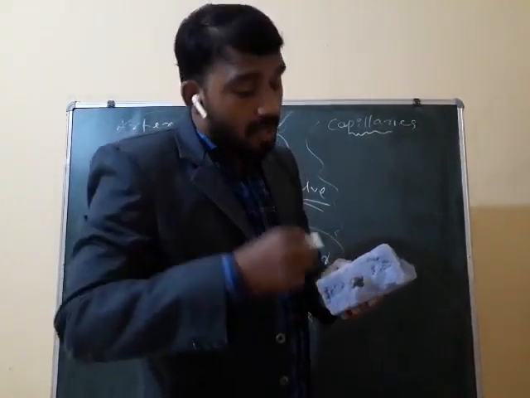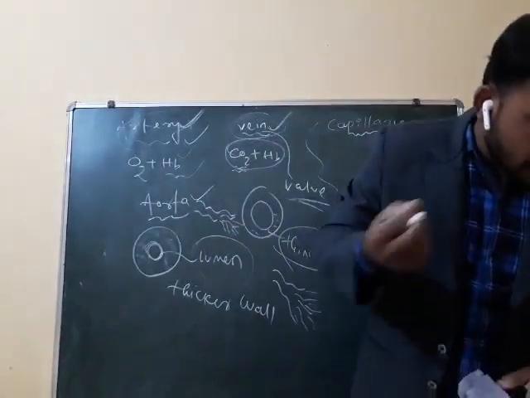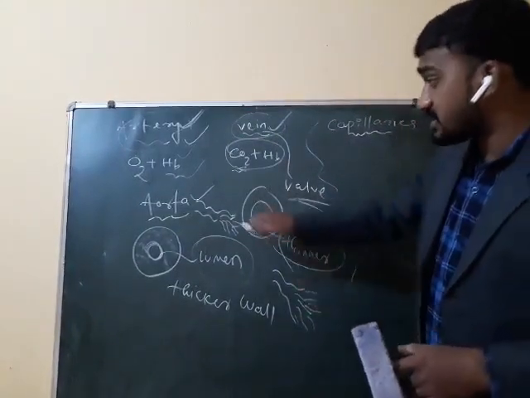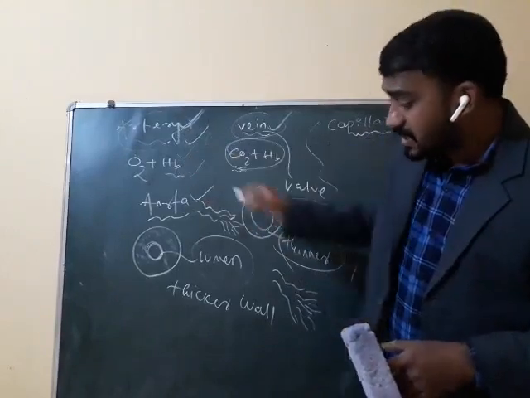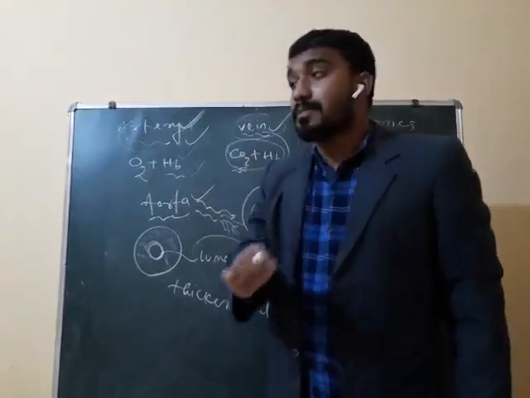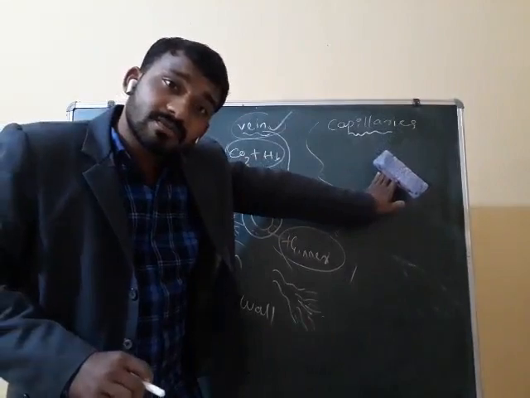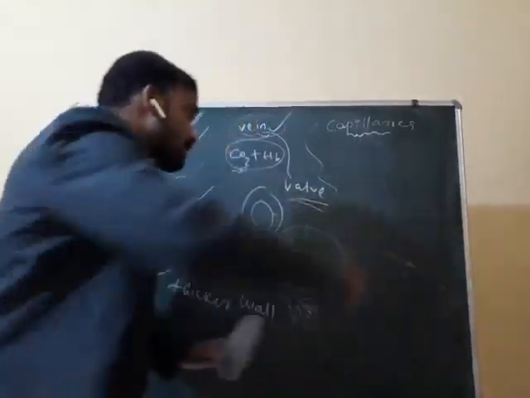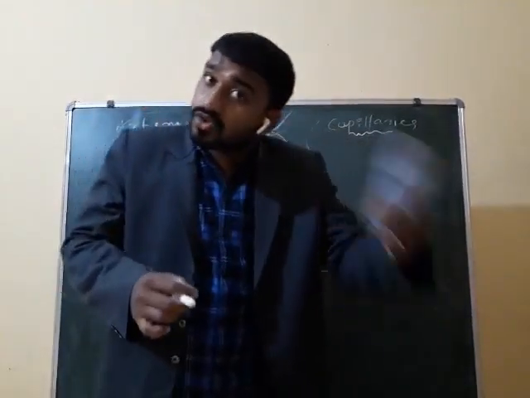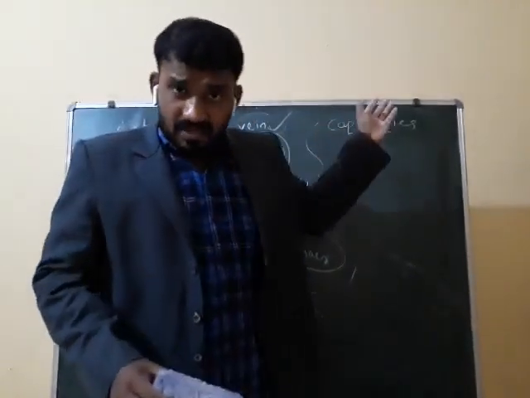Understood? Next one. Artery branches into smaller and smaller vessels, the finest of which are called capillaries, and they lead to venules, meaning they mix with the venules. Actually, the main function of capillary is what? It can reach each and every part of the body where vein and artery cannot reach. Vein and artery cannot reach some places in our body. In those places, capillary can reach.